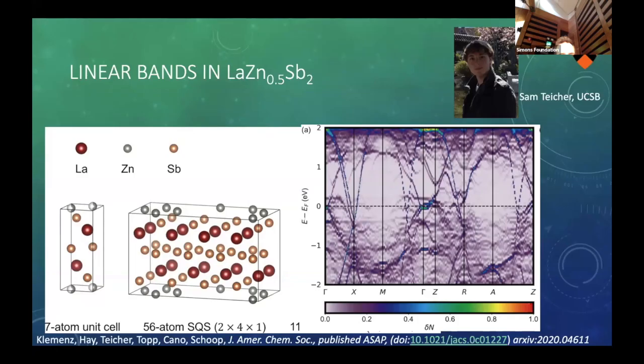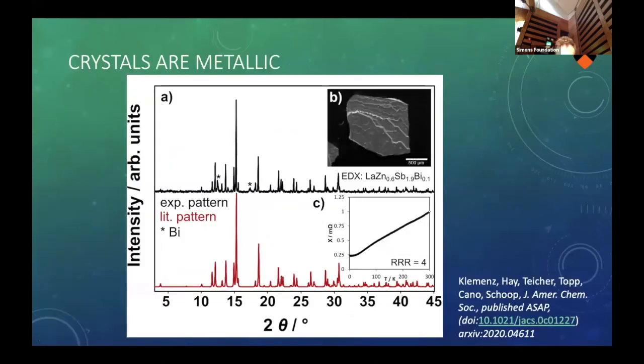I gave this talk actually also at Aspen in January, and someone from the audience pointed out that they made similar materials in the vacancy ordered form, and it was an insulator. So we quickly grew crystals to make sure it's not an insulator, and in our case, we find a metallic resistivity of this material. So we are confident in this prediction.